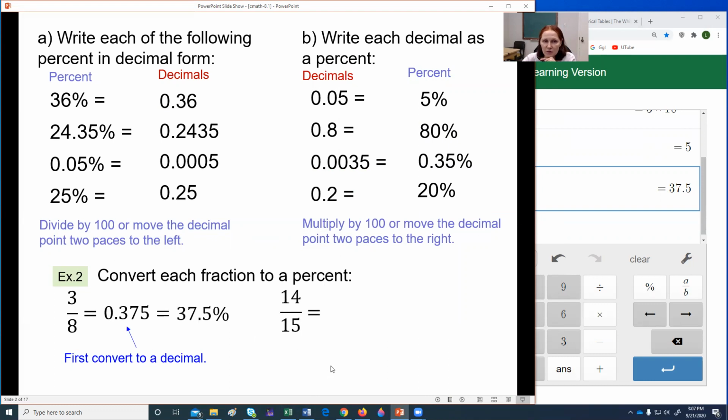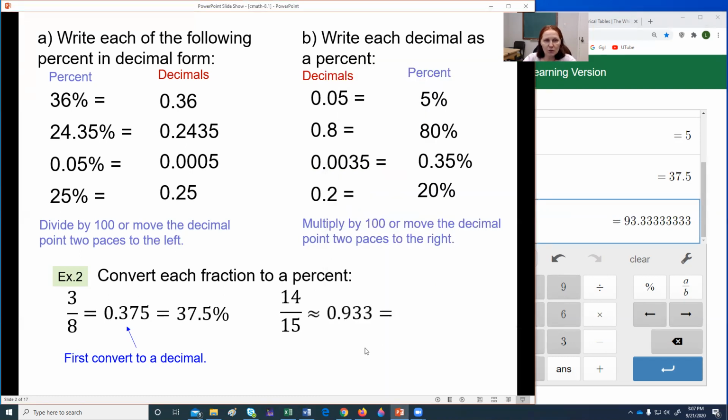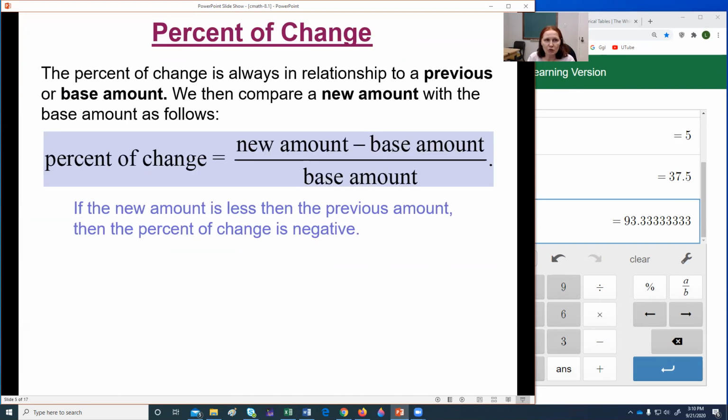14 over 15, 0.933333. So my MATLAB usually asks you how many decimals it wants to see after the point, and if you write a different number, you'll be wrong. So multiplied by 100 to get percents, 93.333, and if it wants one number after the point, it is 93.3%.